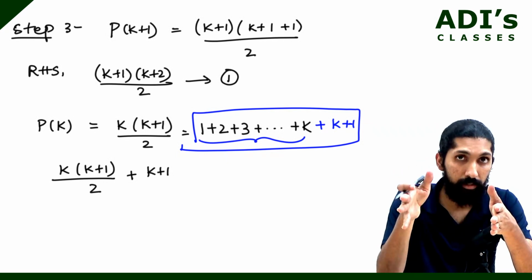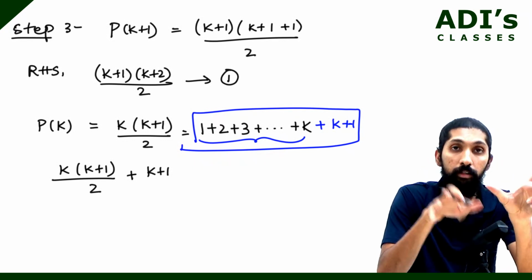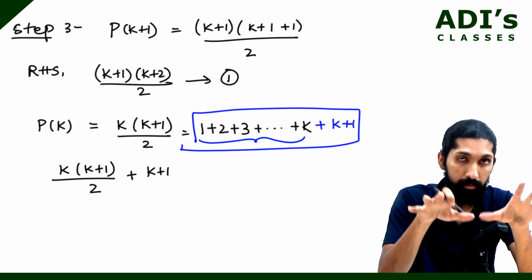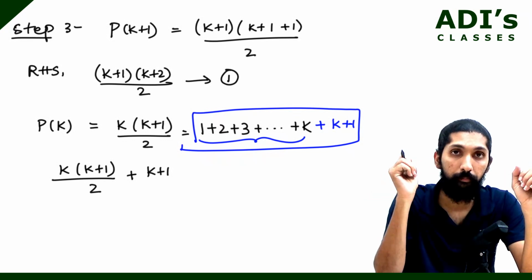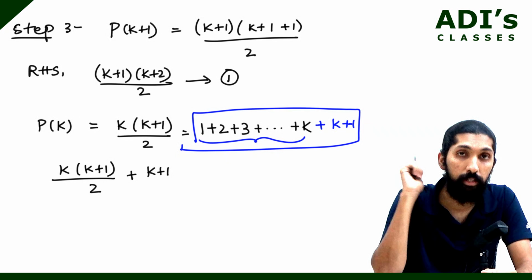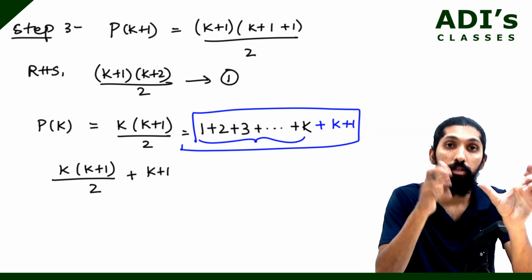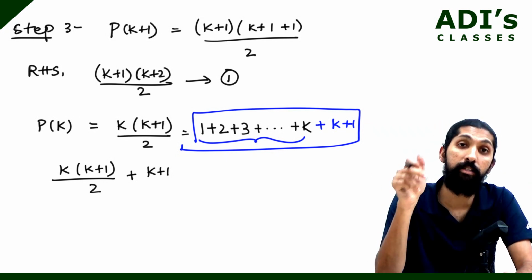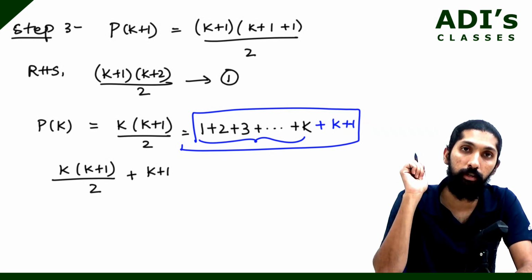When you add an extra term, if the formula is correct, then when you add another number, the formula should still be correct, isn't it? Suppose if the formula was wrong, then obviously it's not going to work. This is what you are testing here. Till k, you know it is correct. So when you add k plus 1, will it still be correct? Will it still hold good? This is what you are trying to do in this particular formula.